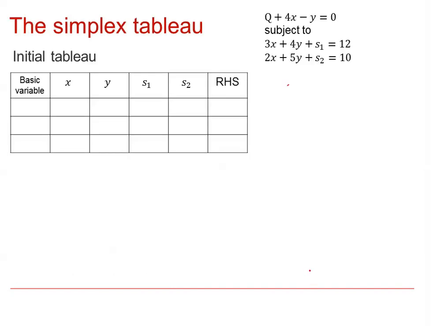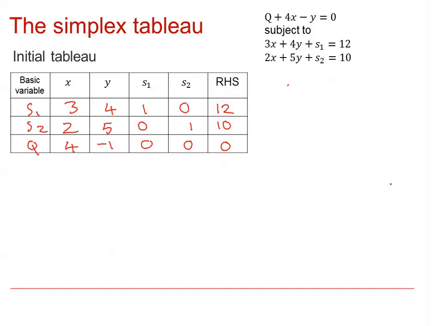So here's the simplex tableau. We need to fill in this table, and we do so by including the objective function on the bottom row. So we're going to fill that in first. So we know that our coefficients are 4, minus 1, 0, 0, and the right hand side is 0, and we know that our basic variable at this stage is Q. Now have a go at filling in the other two rows. And here we have our initial tableau, and we are ready to start the algorithm.